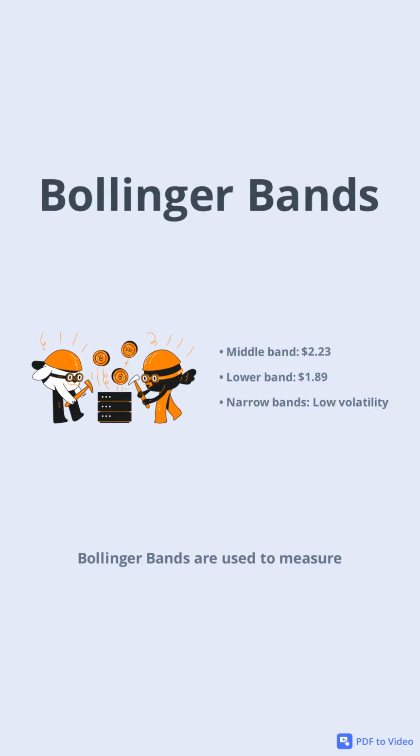Bollinger Bands are used to measure volatility and potential support or resistance. PLUG is currently trading between the middle band at $2.23 and the lower band at $1.89. The bands are relatively narrow, which suggests a period of lower volatility. The lower band may act as support if the price continues to decline.